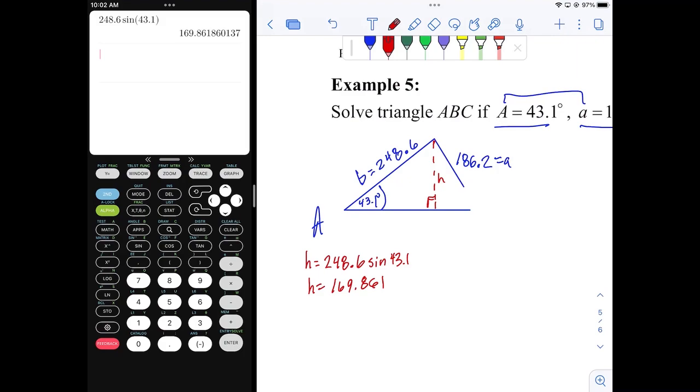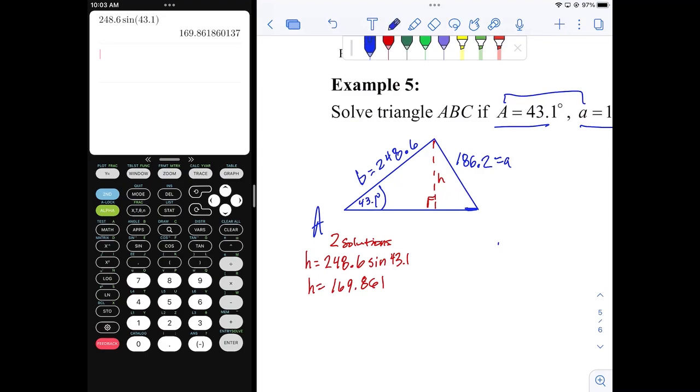All right, and it is, right? 186 is at least that long. Now, because it's at least that long and also smaller than 248.6, we're going to have two solutions. All right, so there are two solutions. So what I'll do here is I'll finish my diagram like that, and I'll solve this triangle first, and then I'll come and do the other one. Let's solve this triangle first.